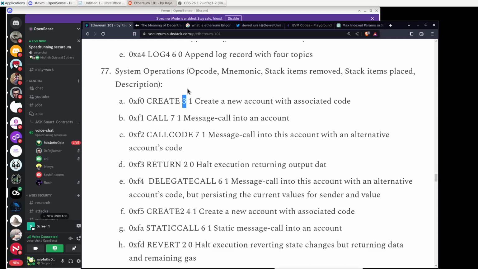Yeah, because you're using three items. Like create takes three items from the top of the stack and places one item on the top of the stack, right? So yeah. Nice. Thank you, bro. That was actually what we needed for the description. Nice. Okay, let's keep on.